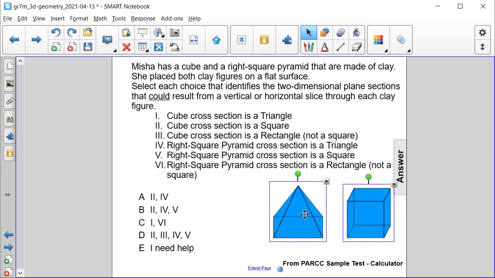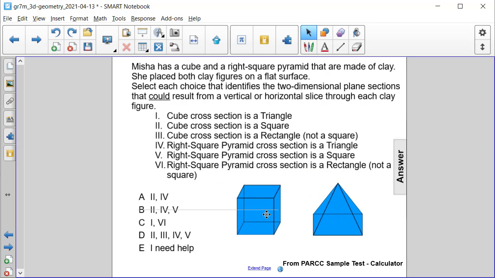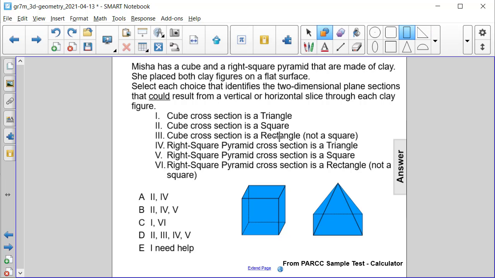So we have a cube and we have a square base pyramid. We're going to figure out what type of two-dimensional figures result from a horizontal and vertical slice of this figure. So let's start with the vertical in both of these cases.